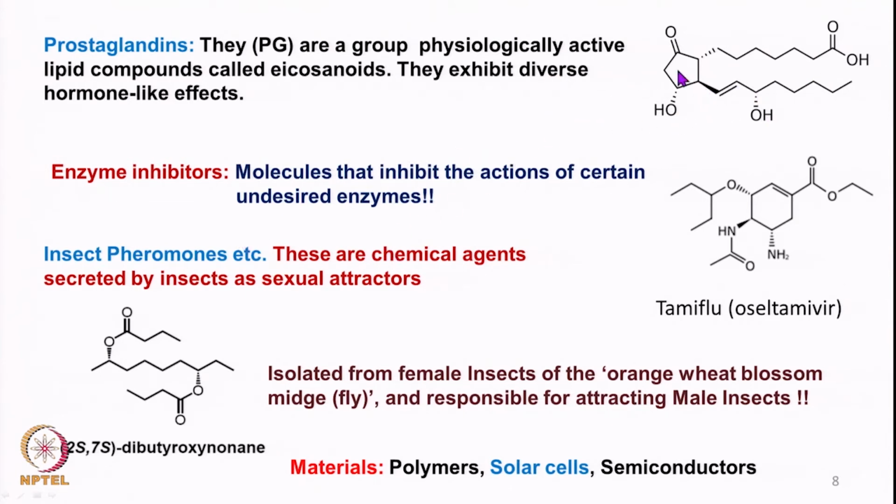Now, these are all very important molecules and they are not very stable molecules and synthesis becomes very challenging. However, a lot of synthetic efforts have been reported in the literature and synthesis for many of these compounds have been improvised, thus involving shorter steps to procure these molecules. There are also enzyme inhibitors of different kinds, which basically are molecules that inhibit the actions of certain undesired enzymes. For example, this Tamiflu, which is oseltamivir, is actually a drug or an enzyme inhibitor against swine flu. So, that means it inhibits the enzymes of the virus which is causing the swine flu.